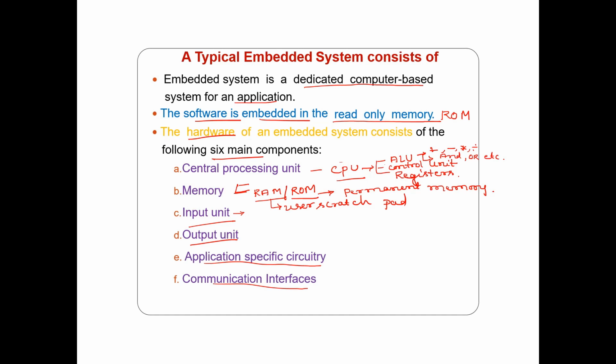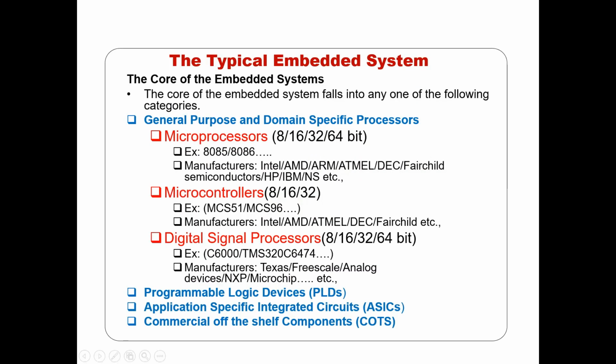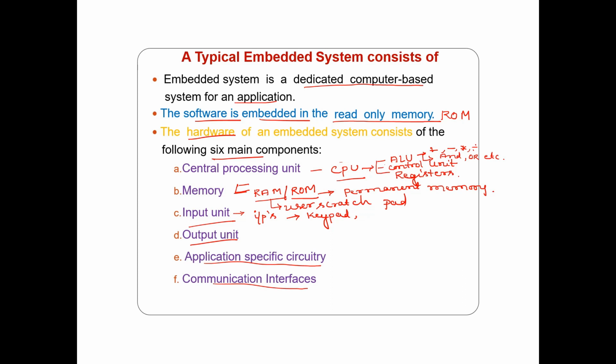The input unit is used in an embedded system to give inputs. Whenever instructions have to be given to an embedded system, input devices are used. One best example of this is a keypad. Other examples include a mouse, joystick, etc. These are all important input devices which can be used in an embedded system to input data.